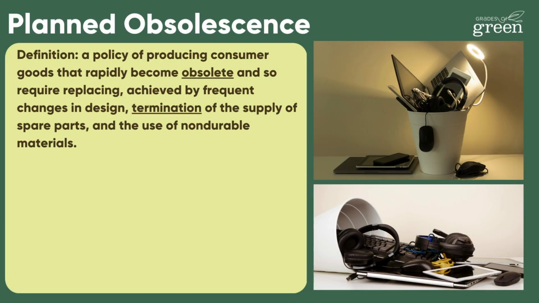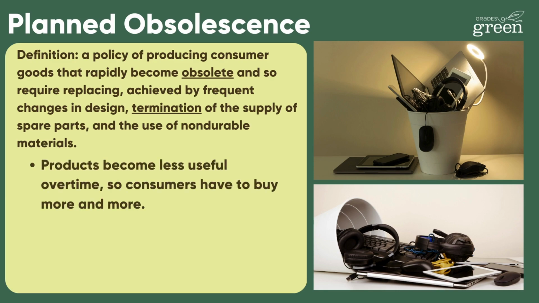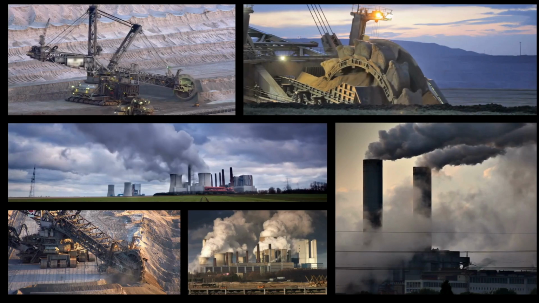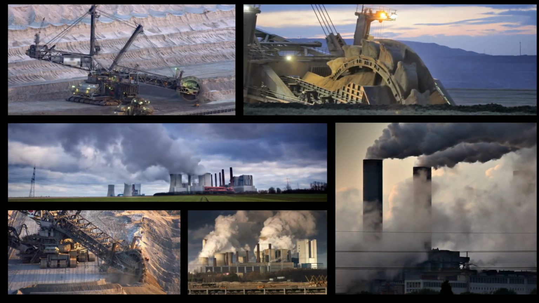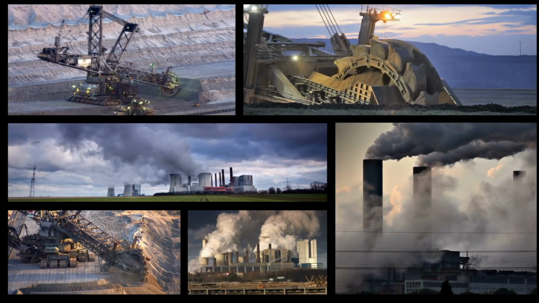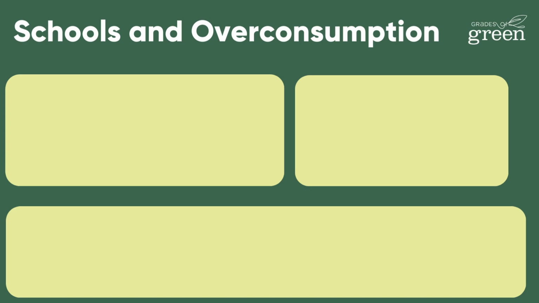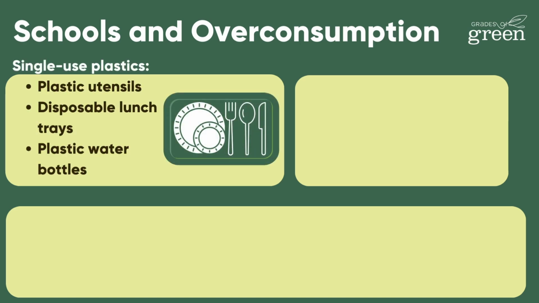Companies specifically design products that are widely available with a concept called planned obsolescence. In other words, designing the products to become less useful over time, so that consumers have to buy more and more. These products are seemingly cost-effective, but in the long term, users spend more on these products and waste more. This practice is intentionally unsustainable, and as the need to manufacture more stuff of lesser and lesser quality grows over time, the use and demand of fossil fuels continues to warm the atmosphere, damaging local and global environmental quality while wasting precious resources.